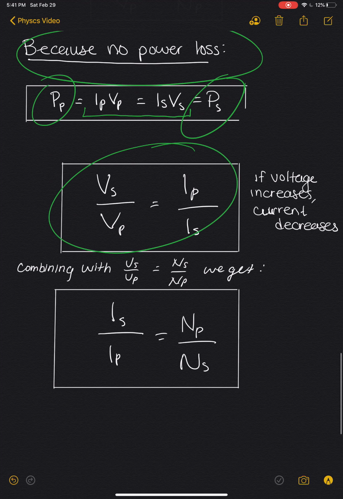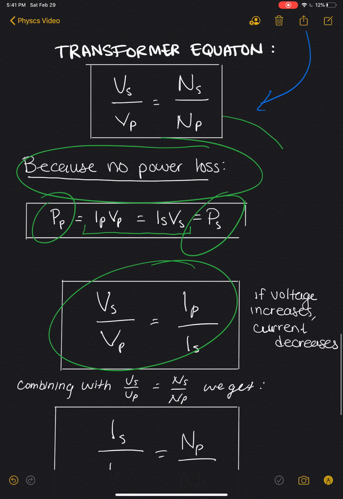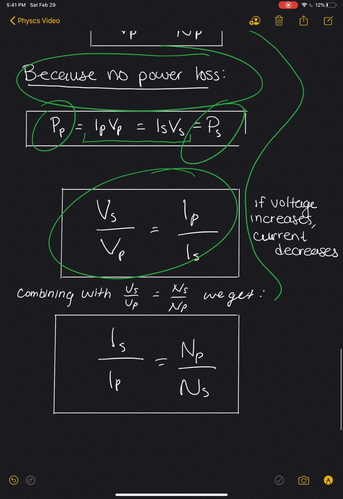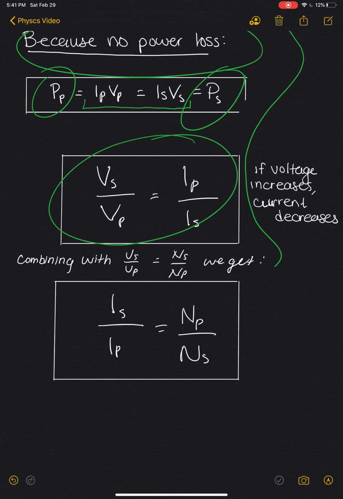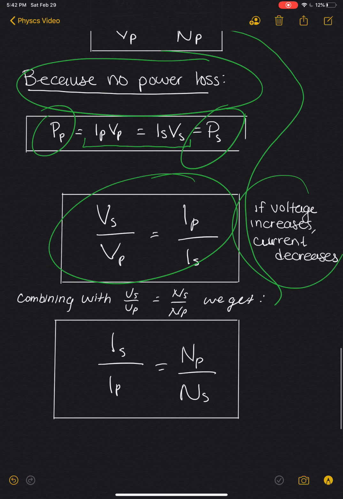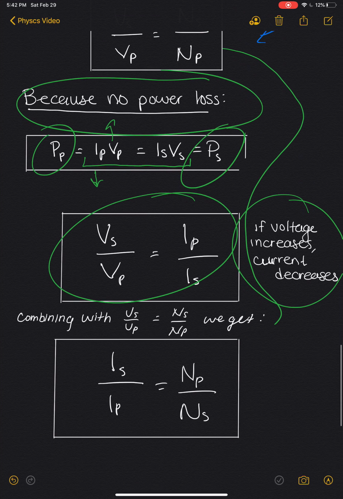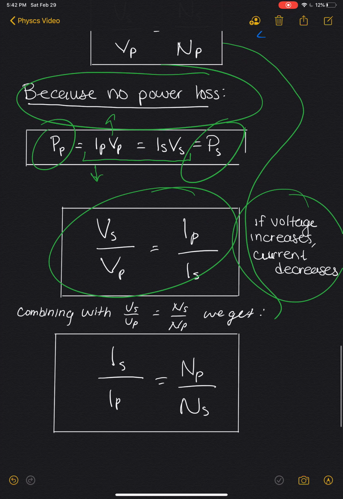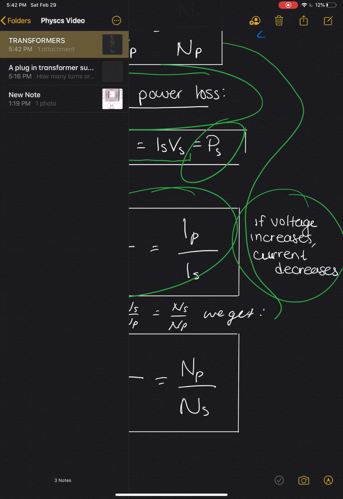That allows us to draw this equation. And then if we use what we've learned here to combine it with that, we get this equation here, which is telling us that the current at the secondary over the current at the primary is equal to the number of loops at the primary over the number of loops at the secondary. So with these equations, we can conclude that if voltage increases, current decreases. You see that here, right? Like if this voltage increases, if P stays the same, then you know that this current has to decrease, right? And so that's important. We're going to be using these to solve some important problems with transformers.